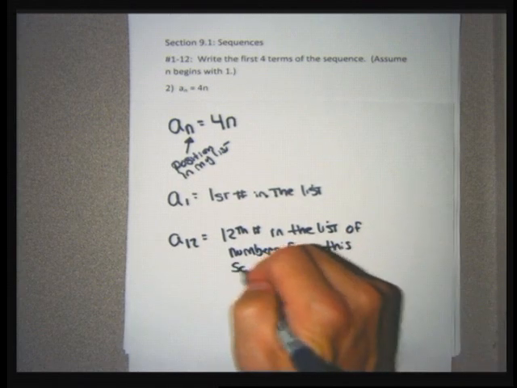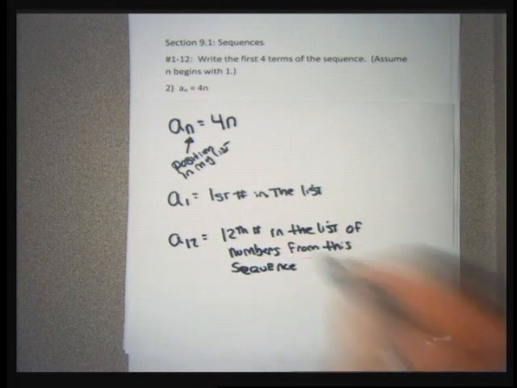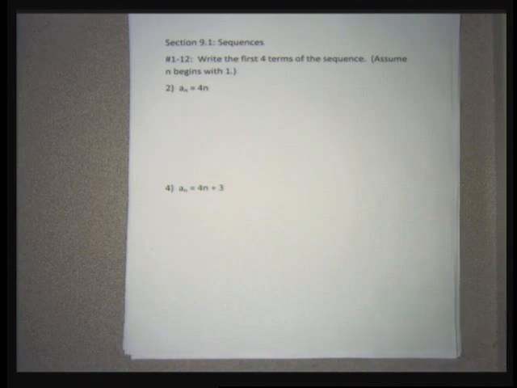So the n can be replaced by any positive integer, and if I replace the n on both the left and the right side of the equal sign, I will find the value of a specific number or specific term in the list, and that's what problems 1 through 12 want me to do. Problems 1 through 12, ultimately they just want me to put the numbers 1, 2, 3, and 4 in for n, on both sides of the equation, and just simplify.